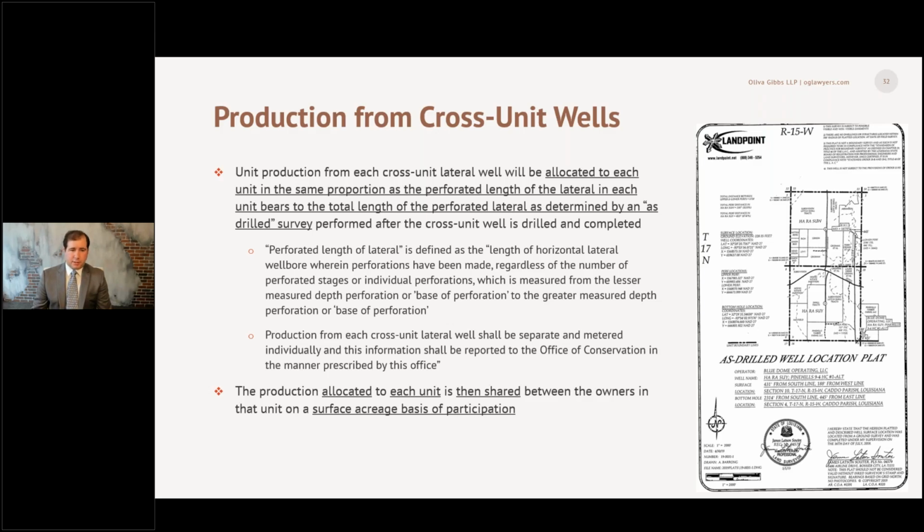And because of this, the Office of Conservation requires each cross unit lateral well to be separately metered, just so that you can report production individually for each of those wells that way. Production allocated to each unit is then shared between the owners in that unit on a surface acreage basis. We went over how you generally share surface acreage in each unit, and then you allocate it after that based off of perforated lateral length.